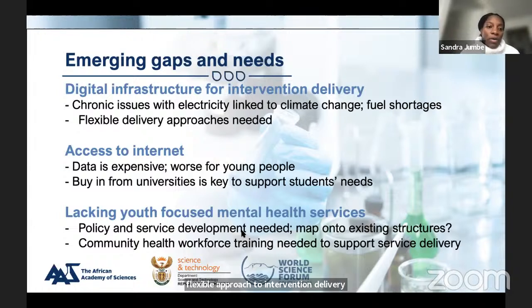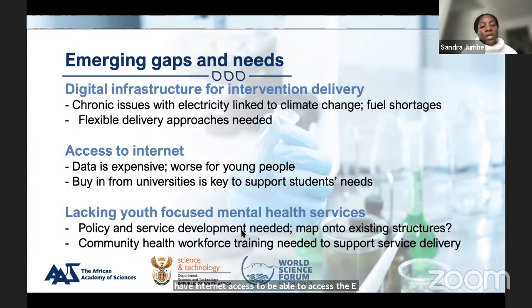We've also found out that access to internet is there. People are very savvy, people like to be online, but data is expensive, and this is worse for young people. So we need more buy-in from their universities to support students to have internet access, to be able to access the e-curriculum more readily and freely.